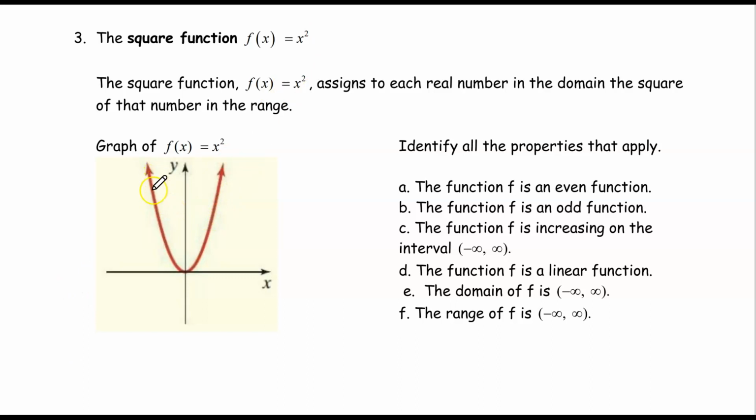The next function is called the square function. A square function will have a graph that would look like this. It's a parabola that is facing upward, and the vertex of the parabola is at 0, 0. So this function here assigns to each real number in the domain the square of that number in the range. So again, the square function would look like this.